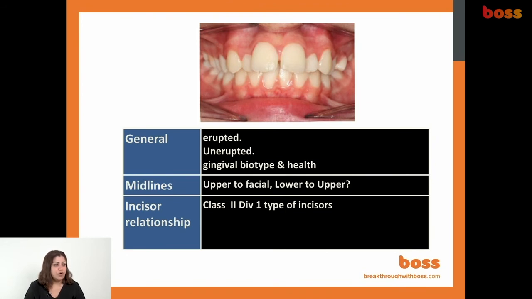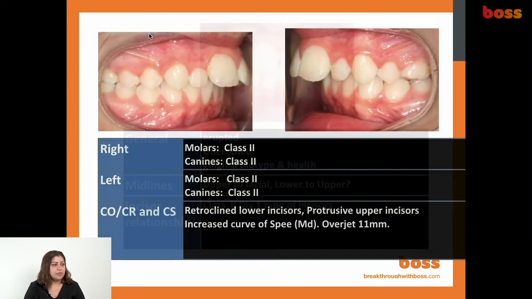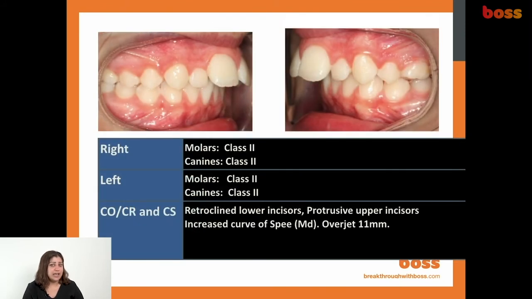So what kind of teeth are erupted? When we look at the intraoral frontal photograph, you want to work out midlines. Is the lower off from the upper? What teeth are present? When we look at buccal shots, you want to look at canine relationship and molar. In this case, she's class 2 on both sides. What's the overjet? Measuring it clinically is very important. How protrusive are the upper incisors? How retruded are the lower incisors?